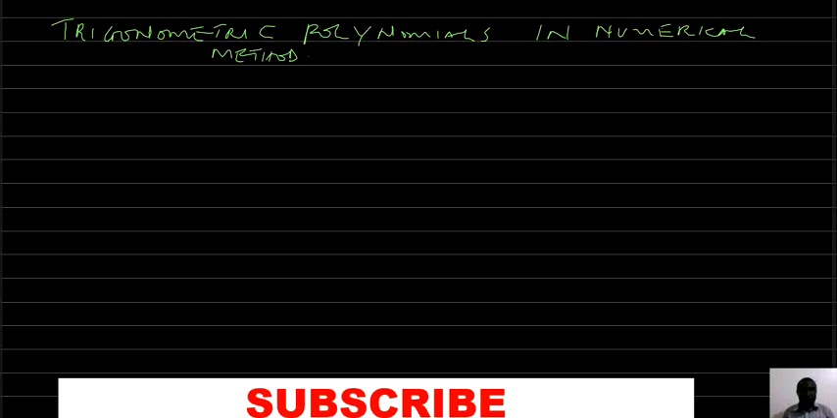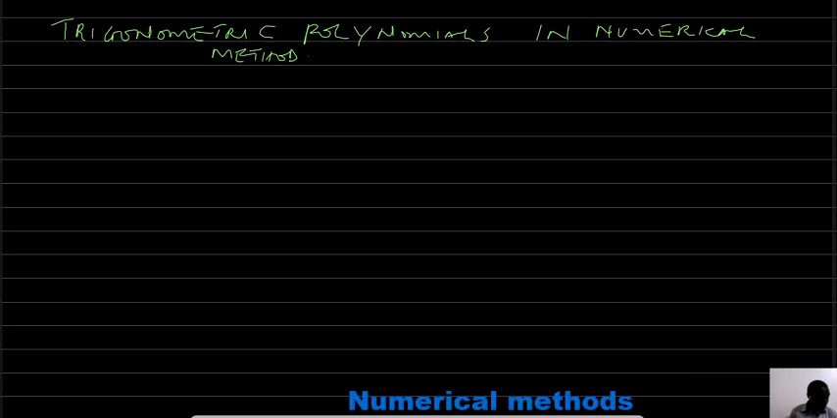In this video, we are going to deal with trigonometric polynomials in numerical methods. So how do we deal with trigonometrical polynomials here in numerical methods? First of all, the moment you see that your polynomial has a tan, cos, cosec, sec, those trigonometrical ratios, the first step is to put your calculator in radian mode.